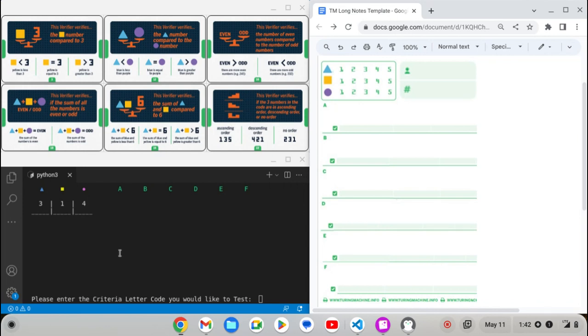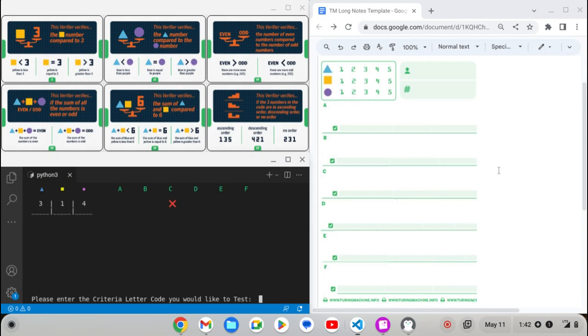Okay. So again, we already have our first proposal of 314, and I'd like to figure out whether we have more evens than odds. So I'm going to test criteria C. Okay, so it is incorrect. If I look at my proposal, I notice that I have 2 odds and 1 even, which would mean that there are more odds than evens, but the Turing Machine tells us that is incorrect. So in fact, we have more evens than odds.